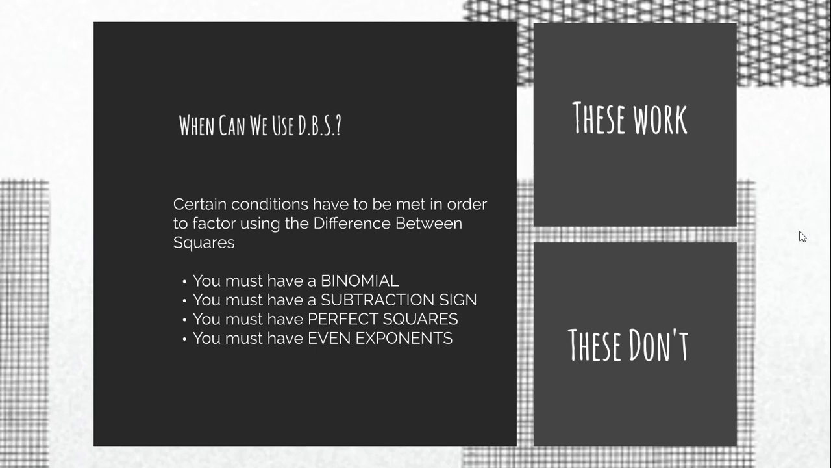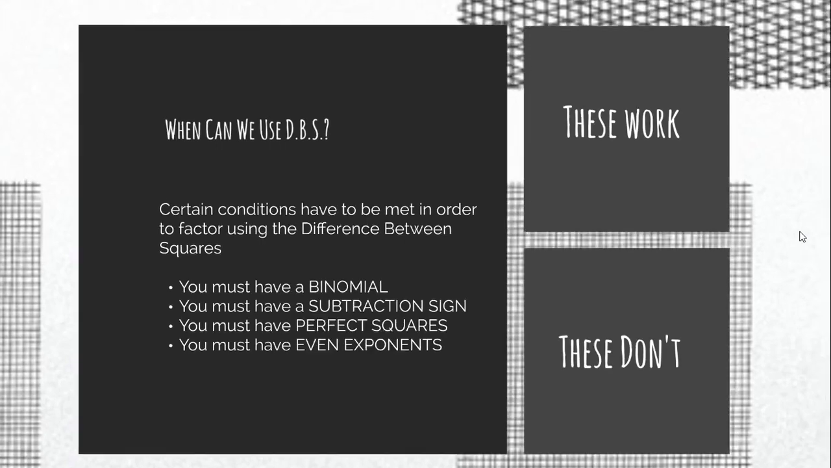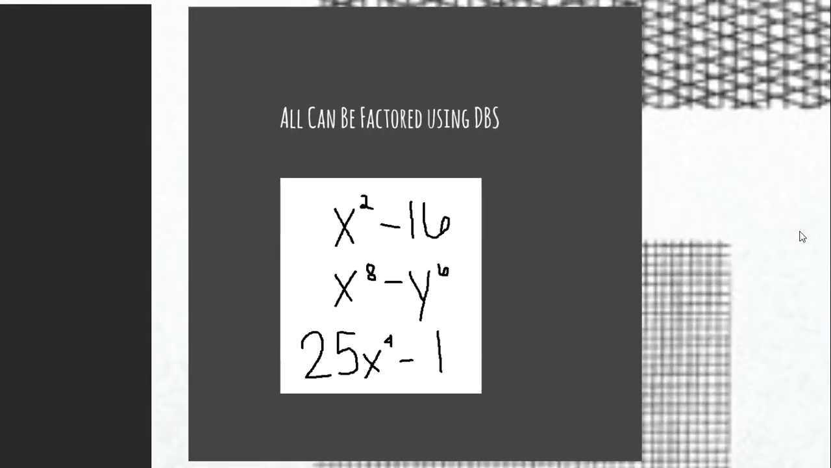Your constant, as in an equation, must be a perfect square. It's called the difference between squares for a reason, folks. It's got to be a perfect square. And then the exponents on your variable don't have to be perfect squares, but they do have to be even. So if you have an odd number, it's not going to work. Let's take a little gander at some examples, and don't make fun of my handwriting, okay? I was using a program that's really hard to write with.